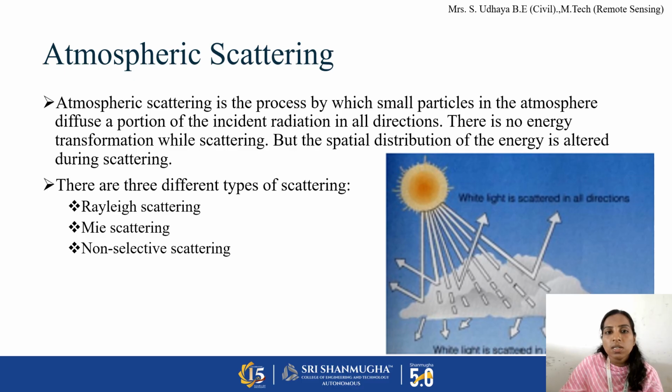Now let us see what is atmospheric scattering. In general, it is the process in which small particles in the atmosphere diffuse a portion of the incident radiation in all directions, and there is no energy transformation that happens while scattering. But the spatial distribution of the energy is altered during scattering. There are three different types of scattering: Rayleigh scattering, Mie scattering, and non-selective scattering.